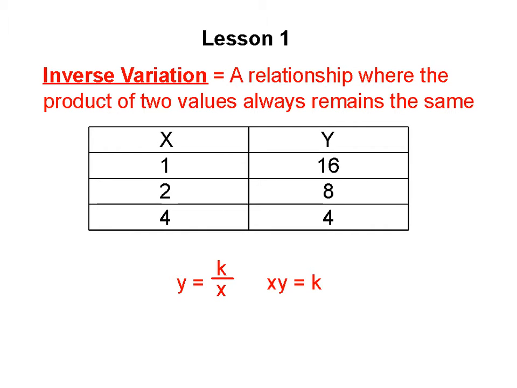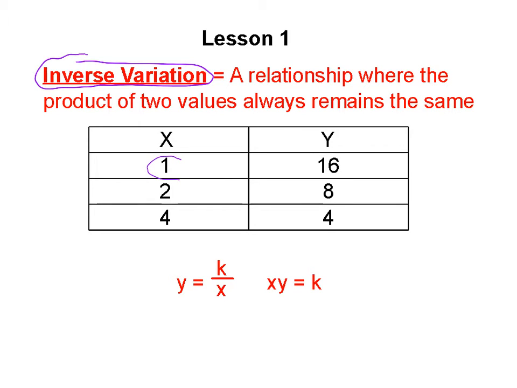Hello, Algebra. We're going to do a new lesson today, chapter 11, lesson 1. Today we're going to talk about a new type of relationship and equation that we haven't seen yet, and that's an inverse variation. An inverse variation is a relationship between two values that always remains the same when you multiply them.